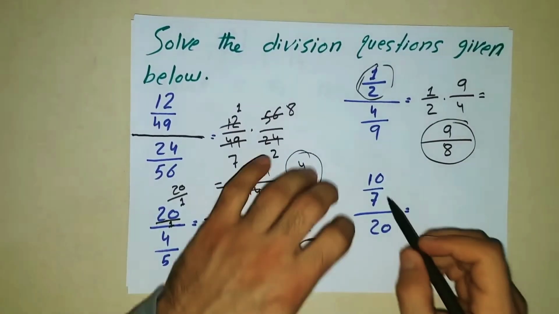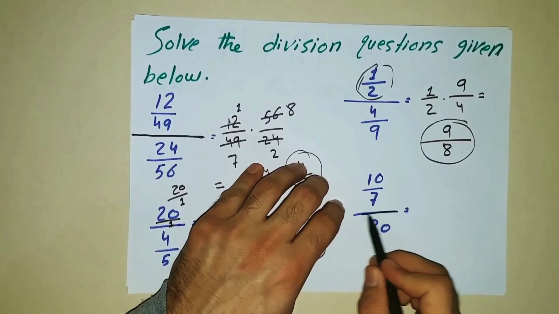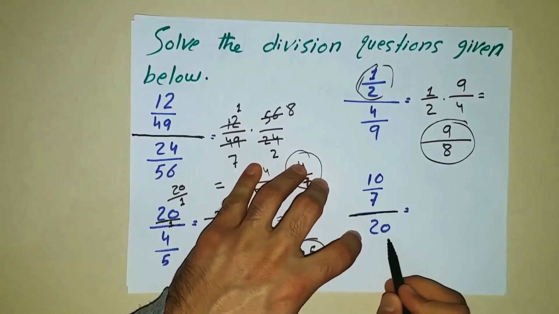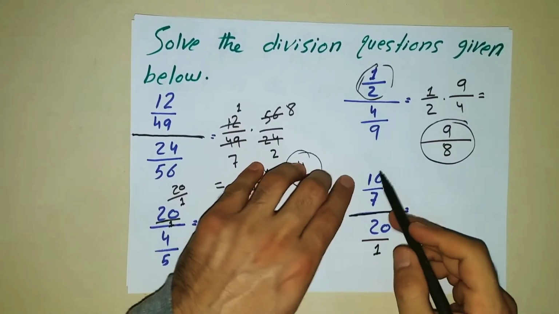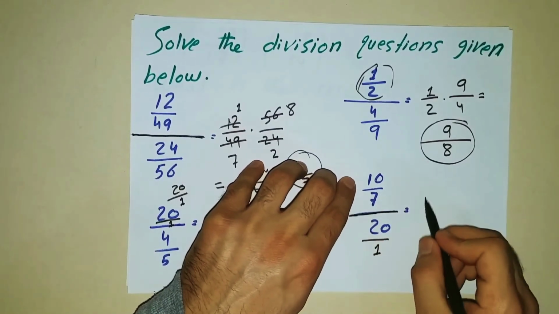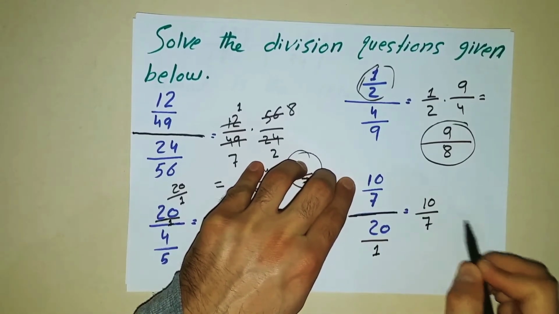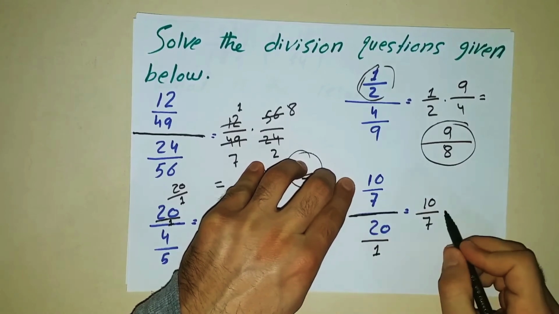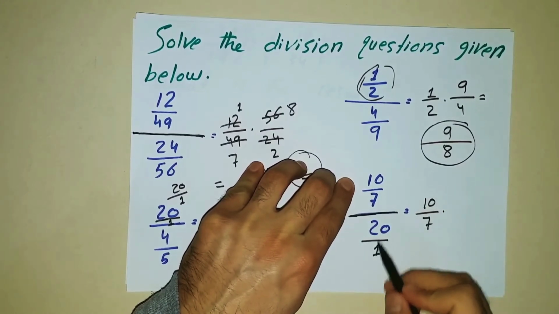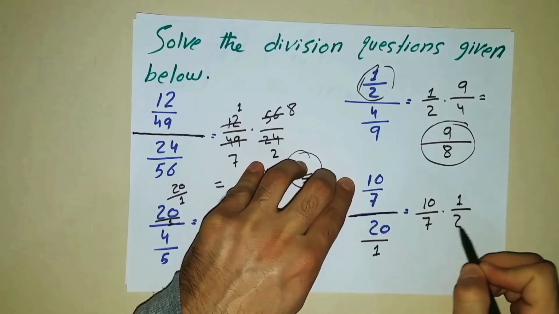Let's come to this question. It is 10 by 7 divided by 20, so there is a 1. The first one will remain the same, 10 by 7, and the opposite of the second one: if it is 20 by 1, I will write 1 by 20.